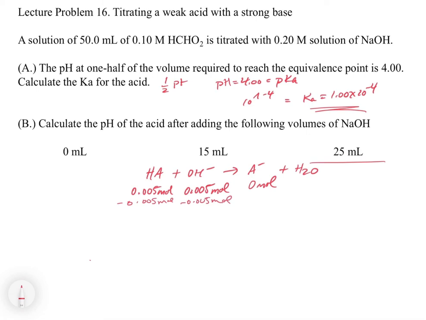So if I subtract my 0.005 moles from both of these, I get 0 moles of HA and 0 moles of OH minus. And I add my 0.005 moles to the A minus, so I get 0.005 moles of A minus. So I recognize that this problem is 100% pure A minus. So all I have in this case is a weak base.